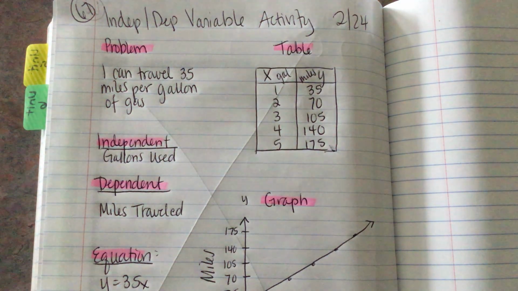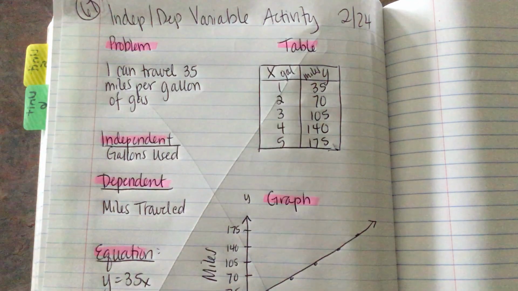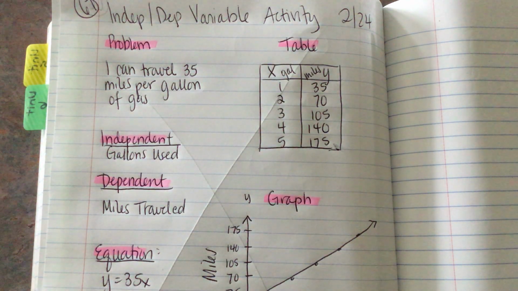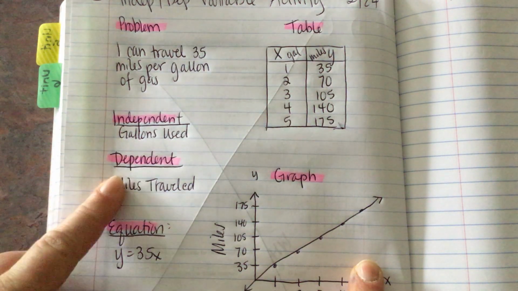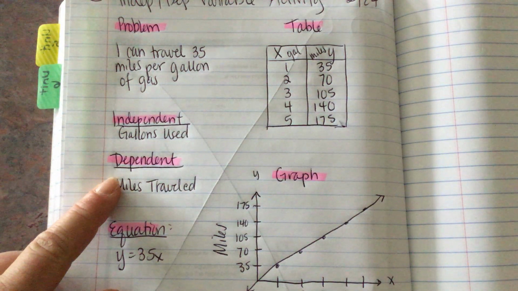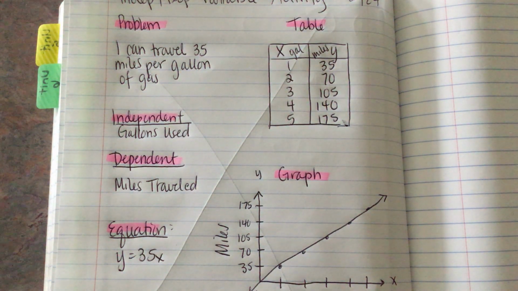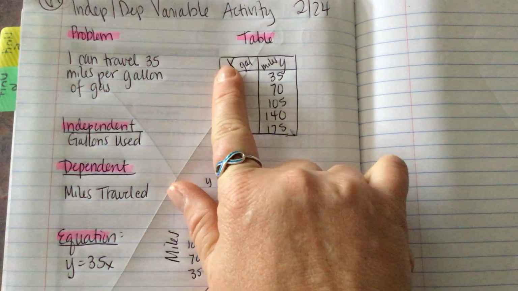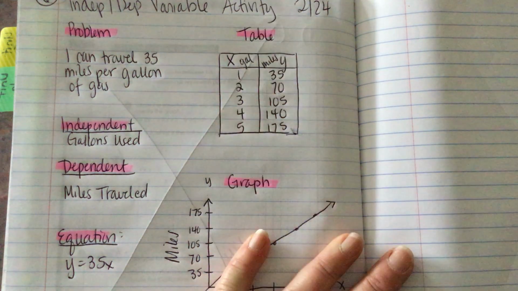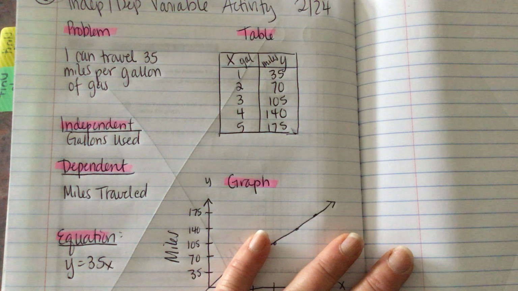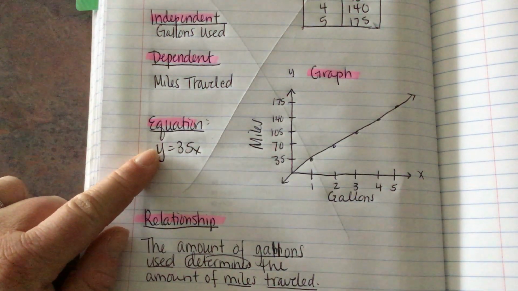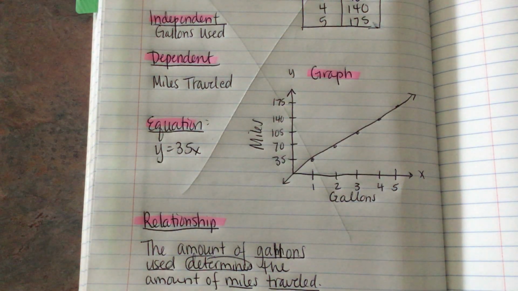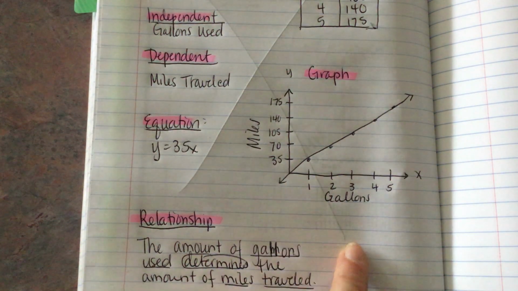So for today, you're given a problem or a scenario. So my scenario was I can travel 35 miles per gallon of gas. I had to go in and I had to identify the independent and the dependent variables. So the independent was the gallons of gas, which determines the miles I'm going to be able to travel. I have my table labeled X, Y, and also what the X is representing and the Y is representing. And then I have my numbers in here. I have my equation, which is y equals 35x, or 35 times whatever my gallons are. I have my graph labeled.